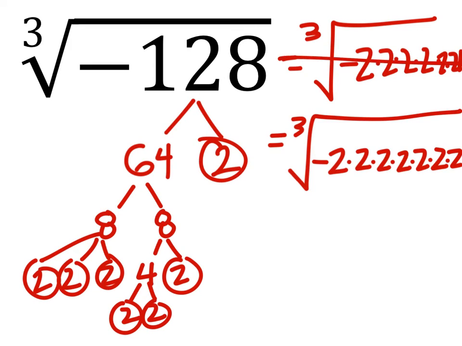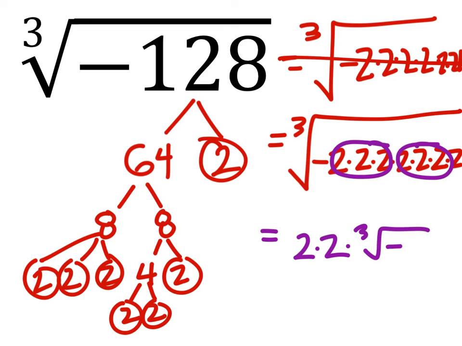I rewrote that better. All right, now we're looking for triples again. So there's a triple right here. Here's a triple right here. And so we got 2 times 2 times the cube root of a negative 2. You can't have the cube root of a negative, so we can just pull that negative out and make these negative. So that's a negative 4 times the cube root of 2.